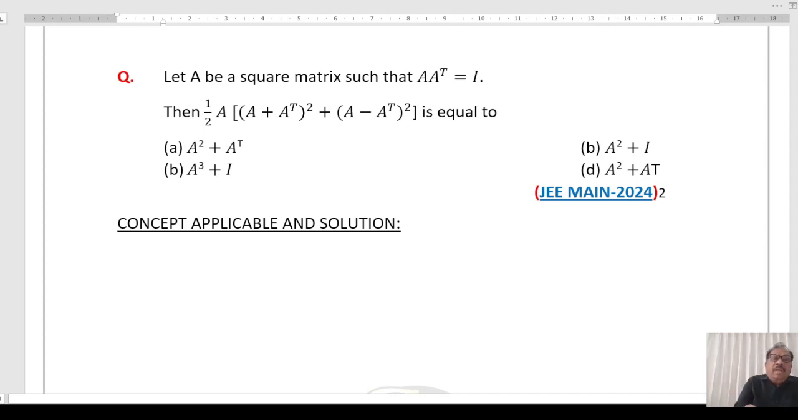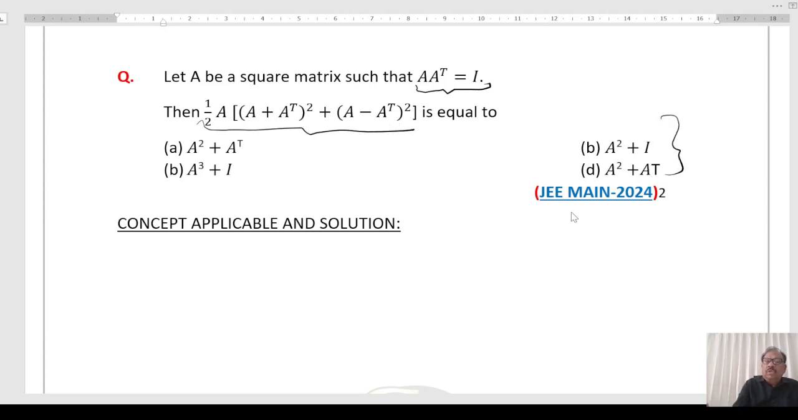Question is, let A be a square matrix such that this is the given condition, A into A transpose equal to I. Then we have to find the value of half [(A plus A transpose) whole square plus (A minus A transpose) whole square] equal to, four options are given, one of the options is correct. Question is taken from JEE MAIN 2024. Right? This condition is to be utilized here. Now, first we will expand it.